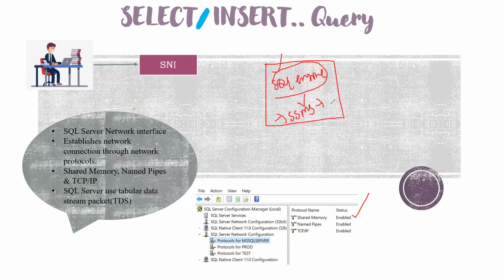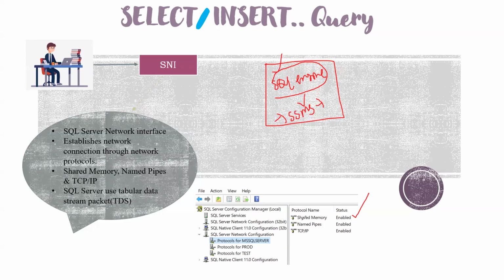Shared memory. Whenever you are trying to authenticate to the SQL server, whenever you are making a connection to SQL server, and your engine and your client are in the same machine, by default it will use the shared memory. Make sense, everyone? So when will shared memory be used, sir? Whenever client and server are hosted on the same machine, then by default shared memory will be used. Clear?